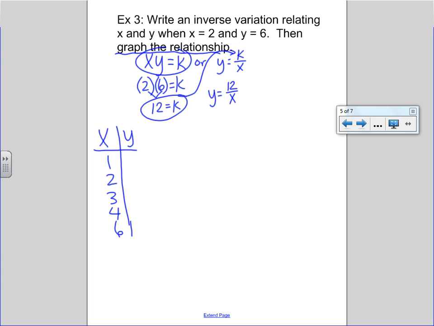So if I plug in 1 for x, this is the first part, I'm going to put 12 over 1, that gets me 12. If I put 12 over 2, that gets me 6. 12 over 3, that will get me 4. 12 over 4 gets me 3. And 12 over 6 gets me 2.